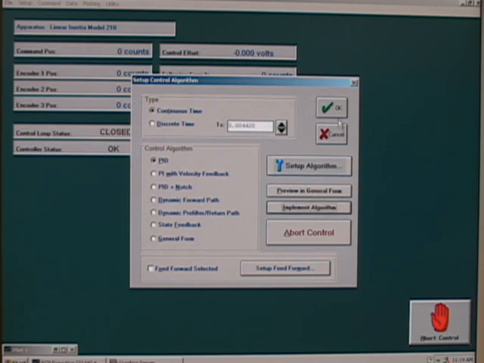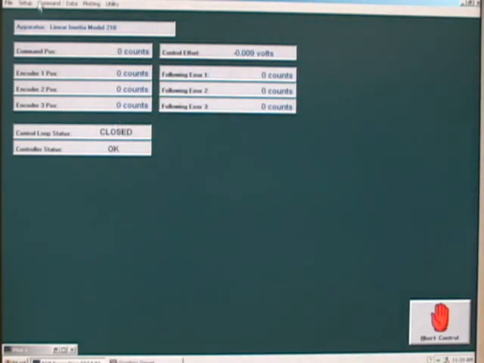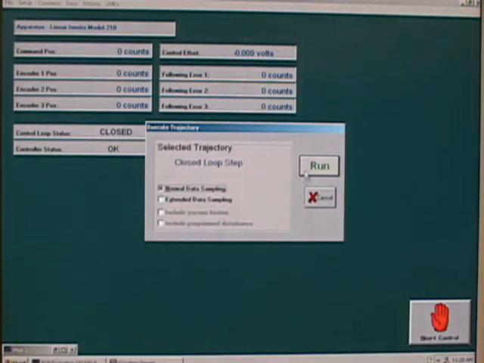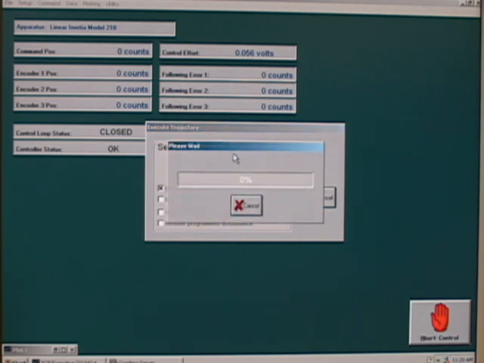Implement the algorithm. It's now closed. You can now execute that command. And you can see now that the integrator is zeroing out the error, and we now go to 2,000 counts with a control effort of 1.8 volts roughly. We now have properly executed the PID controller. We will wait for those samples to upload.